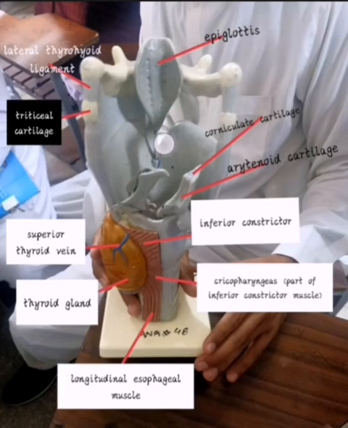So let's revise the points that you will see on the posterior aspect of the larynx. There is the epiglottis, the leaf-like structure. The ligament between the hyoid bone and the triticeal cartilage is the lateral thyrohyoid ligament. You will see the arytenoid cartilage, the corniculate cartilage, the thyroid gland and the superior thyroid vein. And the muscles: the vertical ones moving downward are the longitudinal esophageal muscle, the oblique ones are the inferior constrictor, and the horizontal ones are the cricopharyngeus part of the inferior constrictor muscle.